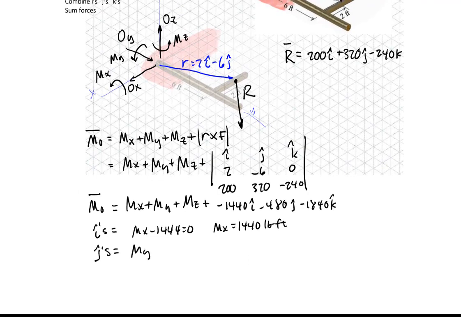We got My minus 480, and so we got My is equal to 480, and for the k's, we got these little arrows here.